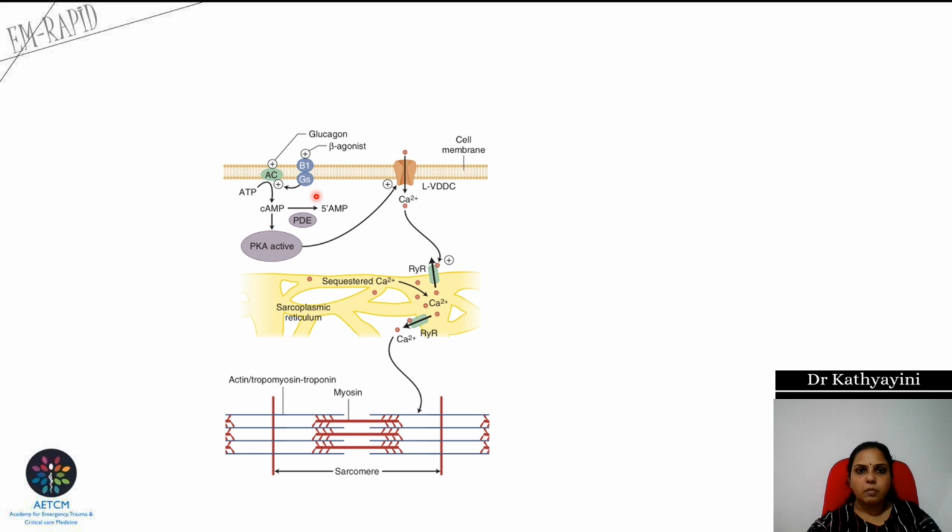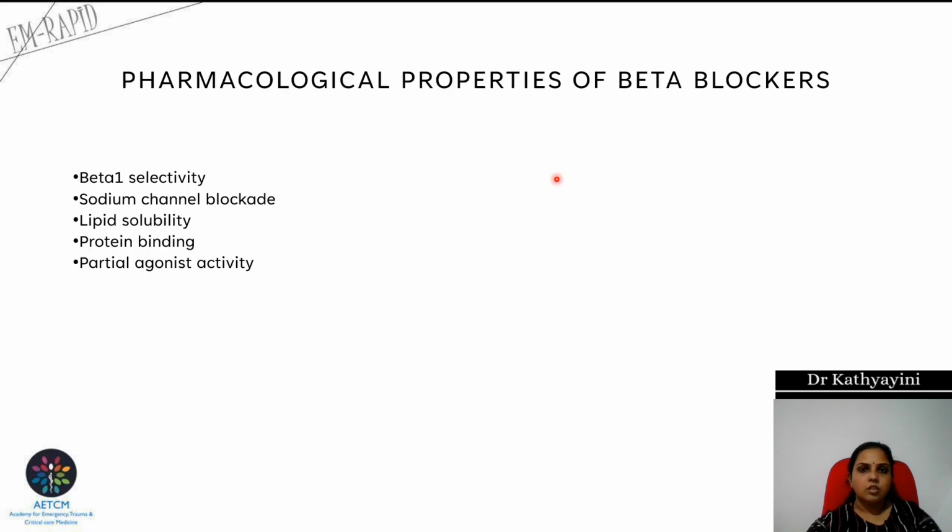So in beta blockers, this beta action gets cut, and as a result, the proper cardiac contraction won't be taking place. There are certain pharmacological properties of beta blockers that define their toxicological properties. These are beta 1 selectivity, sodium channel blockade, lipid solubility, protein binding, and partial agonist activity.